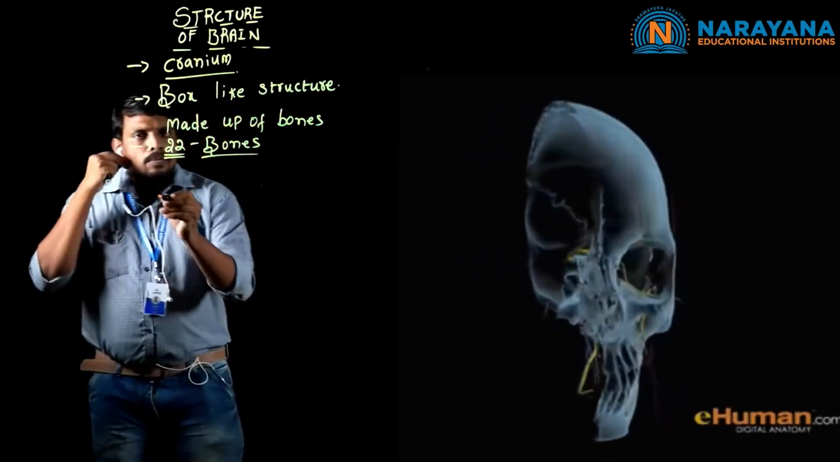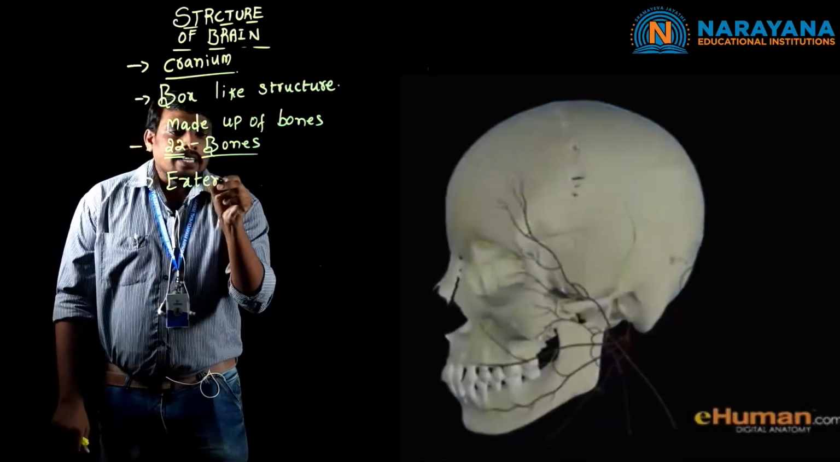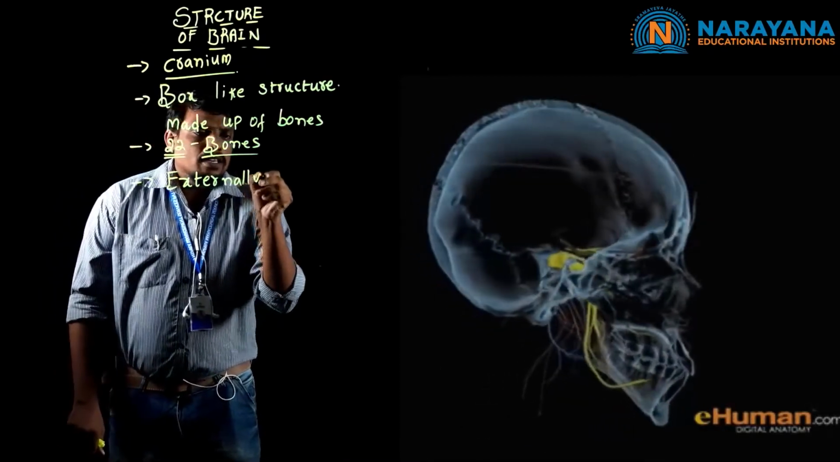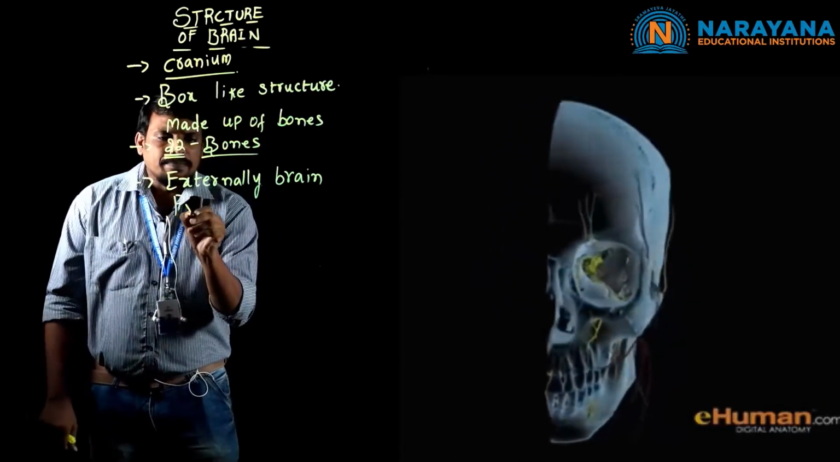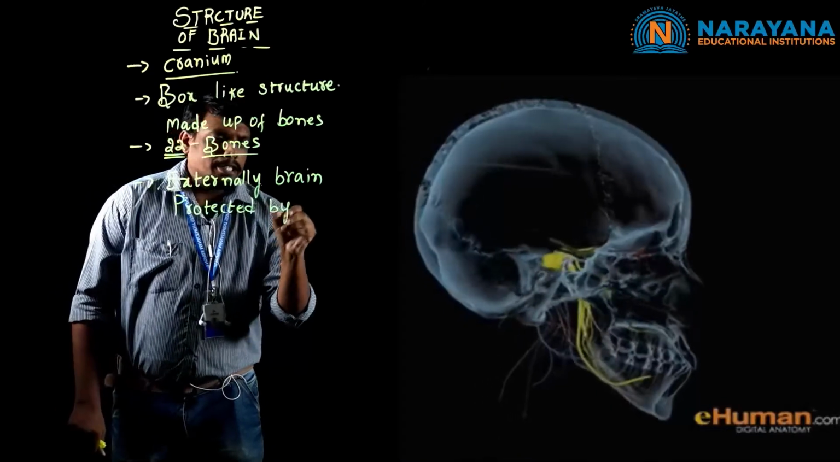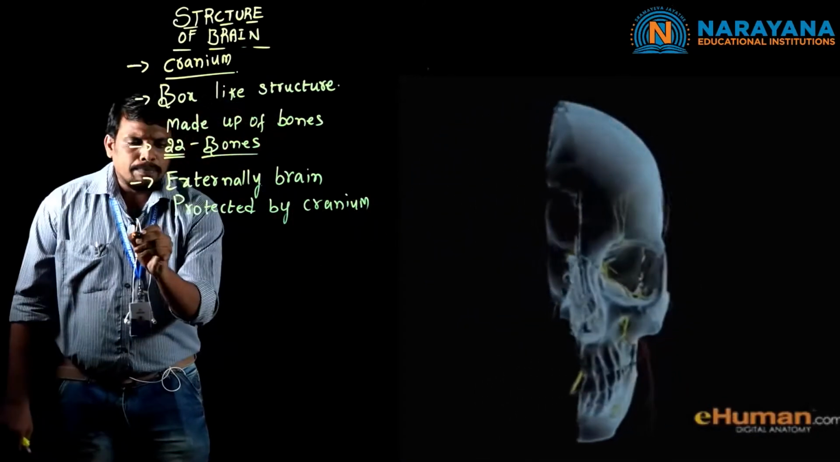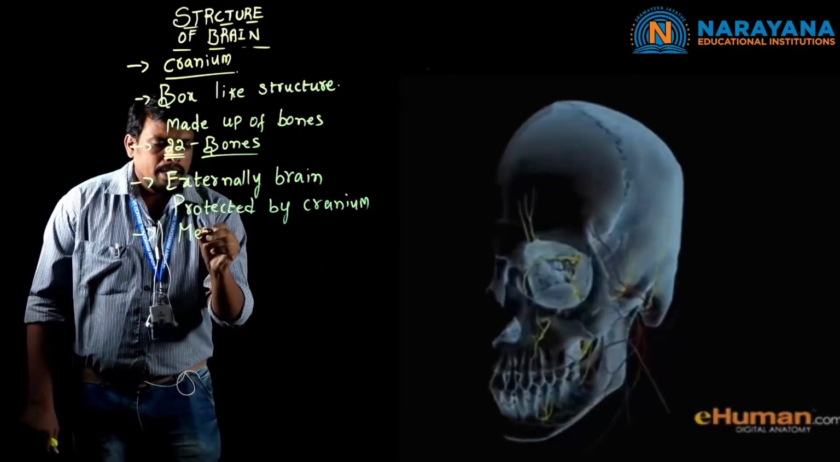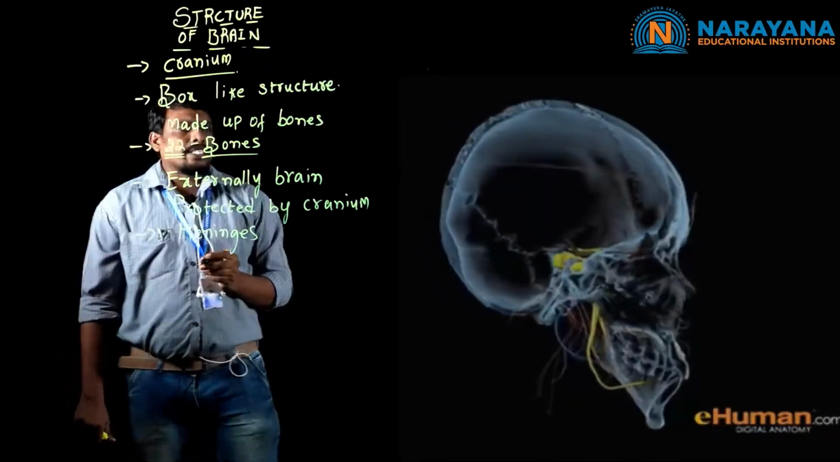So, brain is externally protected by cranium. So, internally brain gets protected by meninges. How does the brain internally get protected?